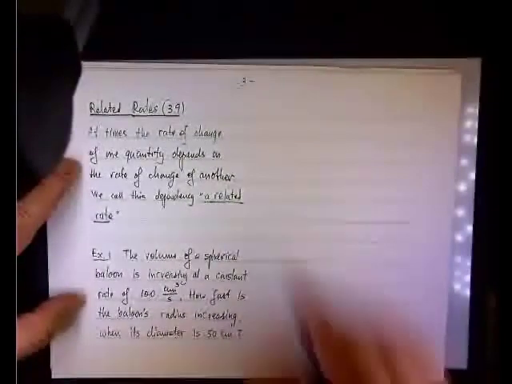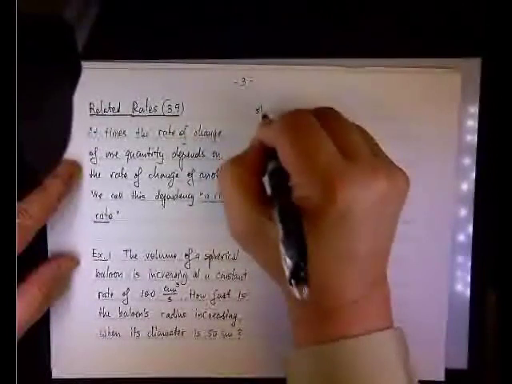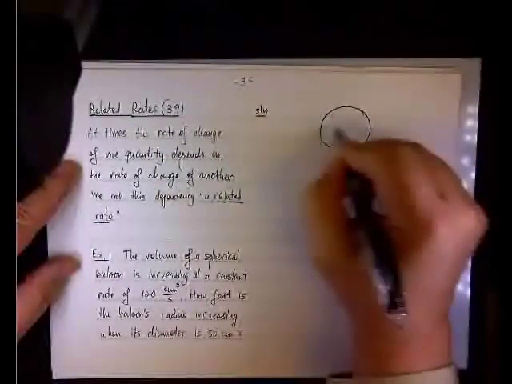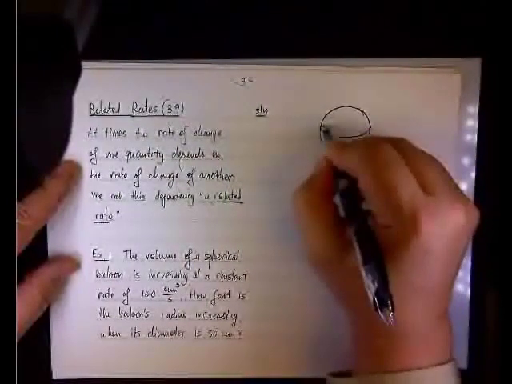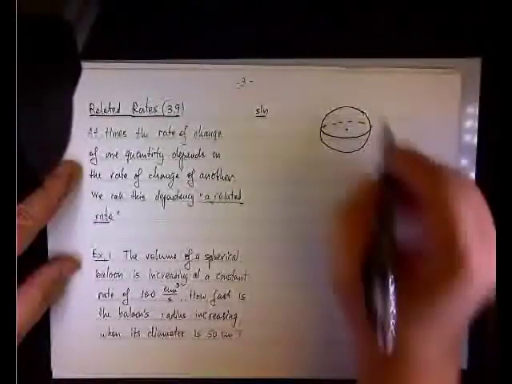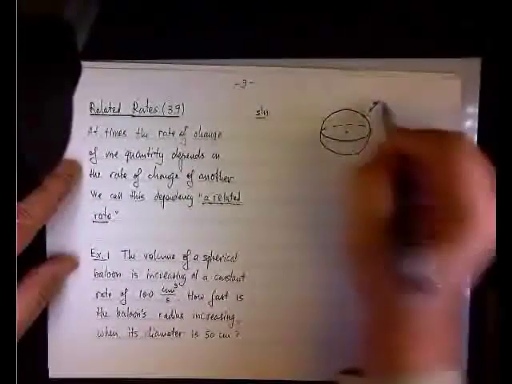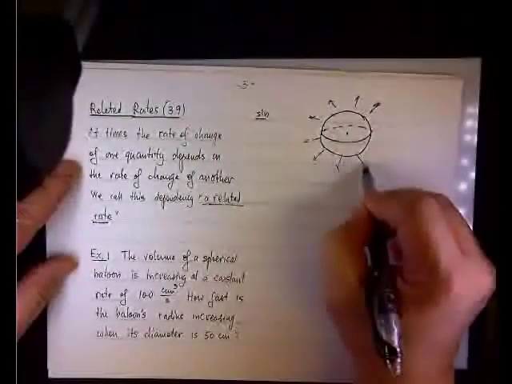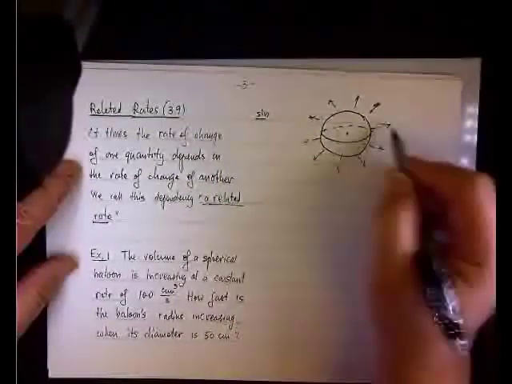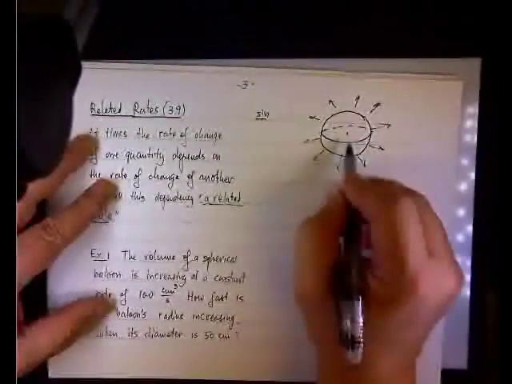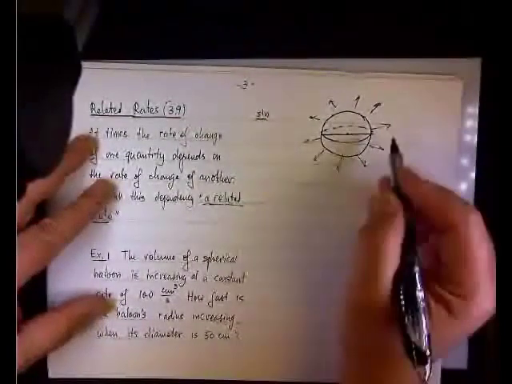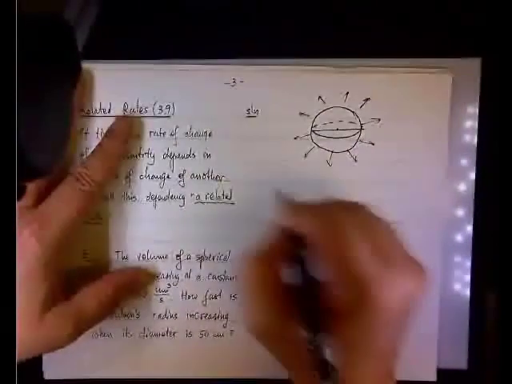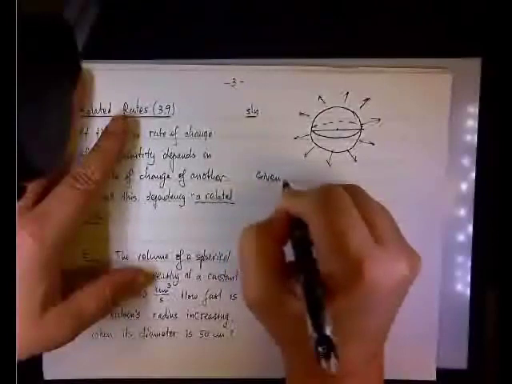So how do we solve something like that? A little picture here. This is the balloon, and as we pump air into the balloon it is increasing equally in all directions, like so. It's not exploding, it's increasing, and at one point the radius, let's say this is the radius, is 25 centimeter. We know that the rate is a constant rate.